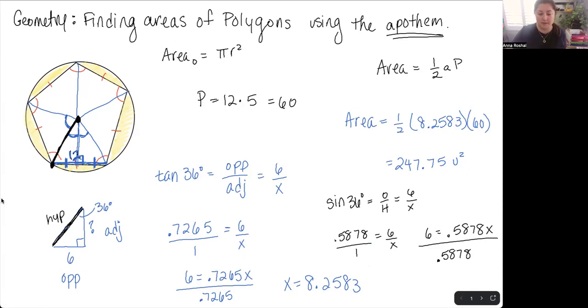So let's do that and then divide it by that. And then we should get x is about 10.2078. Yeah, that's enough. Four numbers after the decimal point. Okay. So that's my radius.